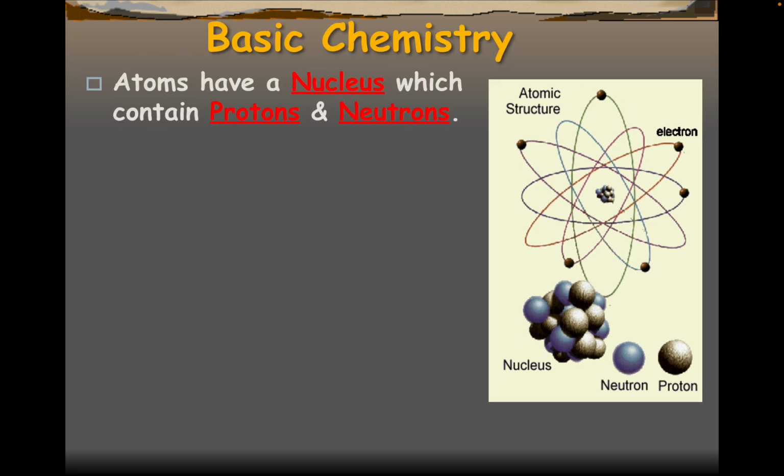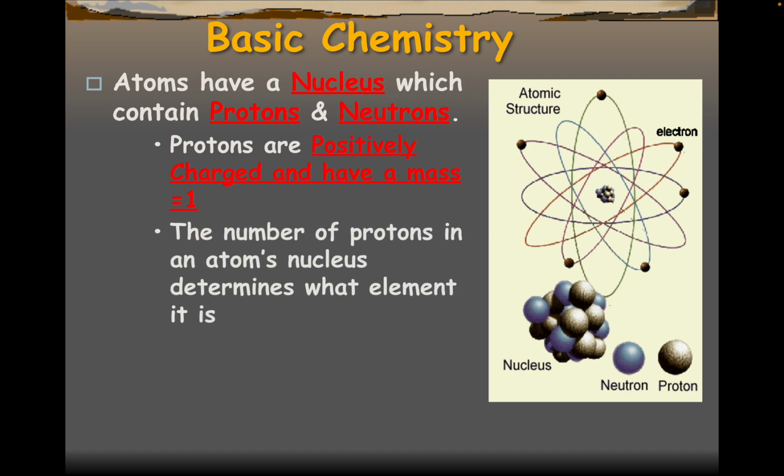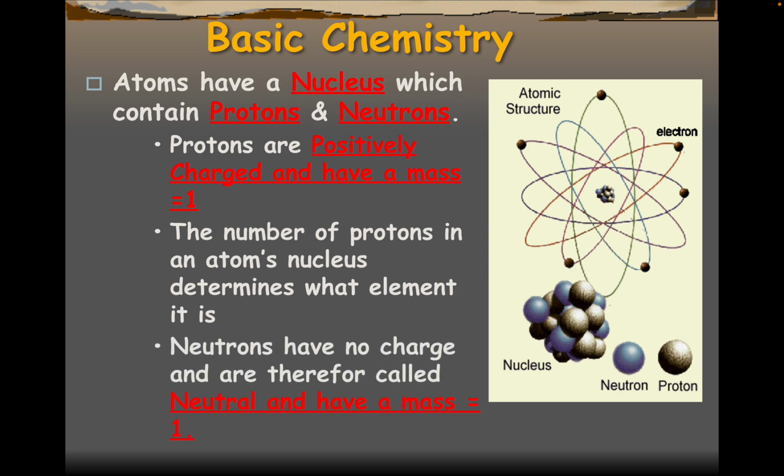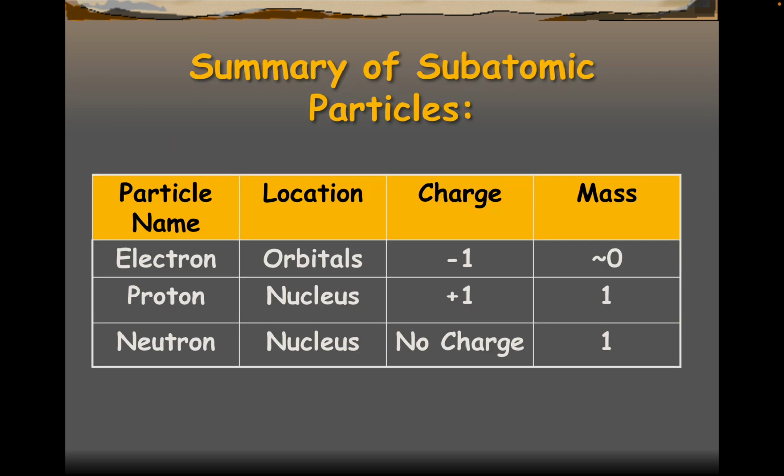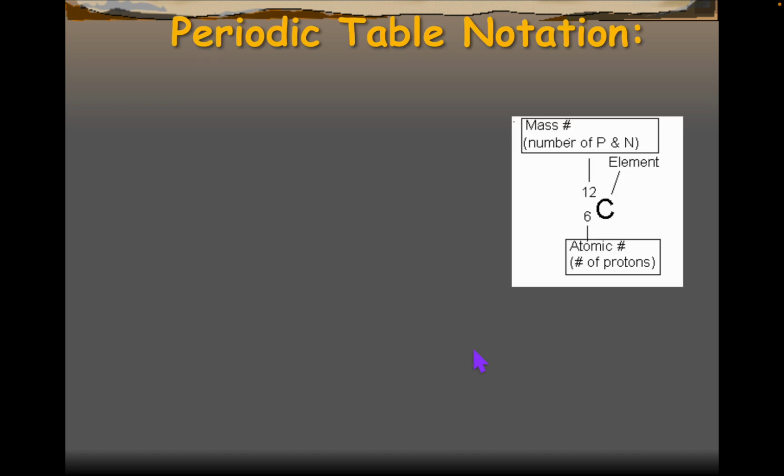So as we talked about before, atoms have a nucleus which contains protons and neutrons. Protons are positively charged and they have a mass of 1. The number of protons in an atom's nucleus is what determines what element it is. Neutrons have no charge and are therefore called neutral and have a mass also of 1. Okay, so here's a summary of our subatomic particles. Electrons have a negative charge, protons a positive charge, and neutrons have no charge. All right, so this is going to become important to us.